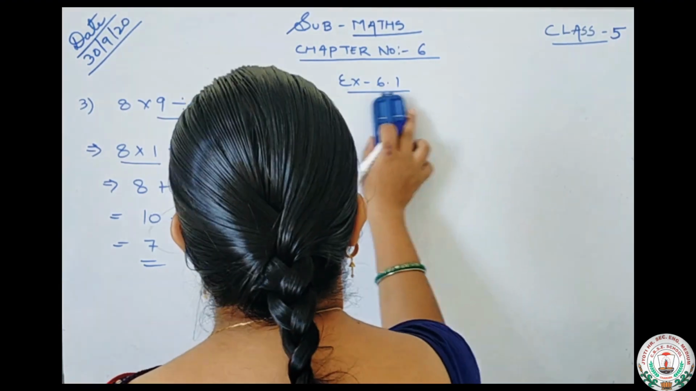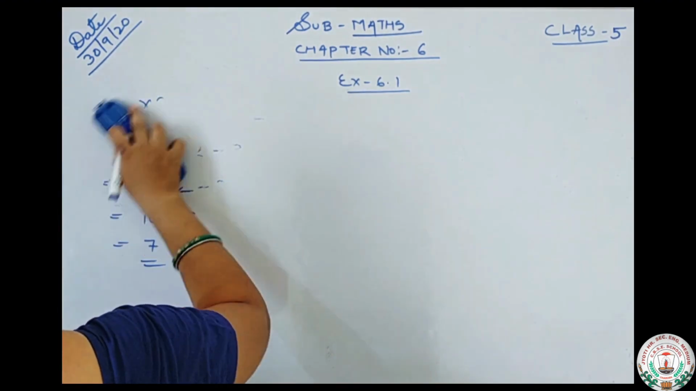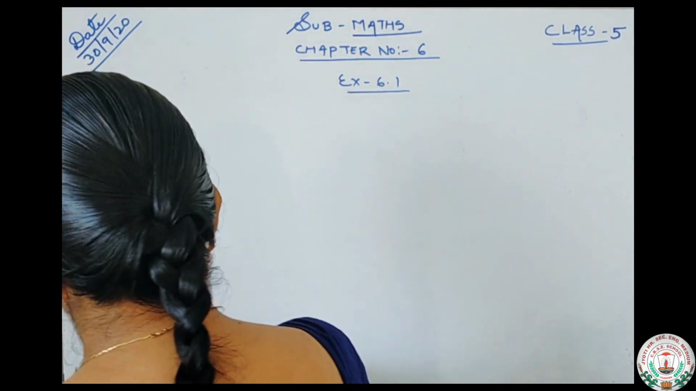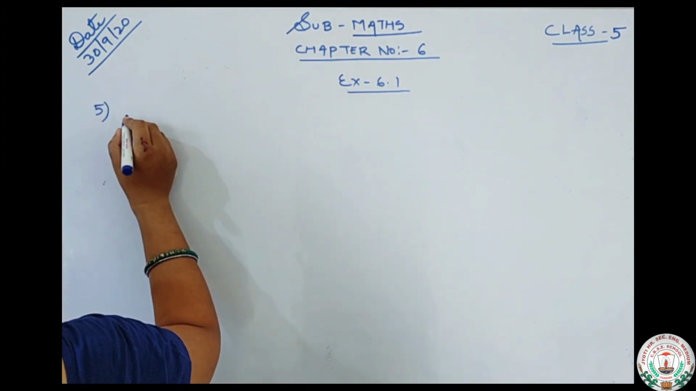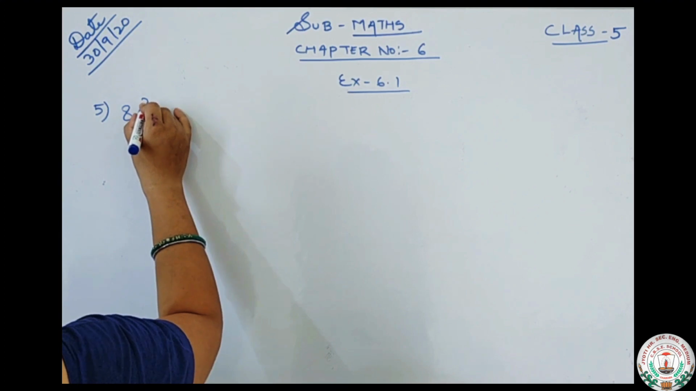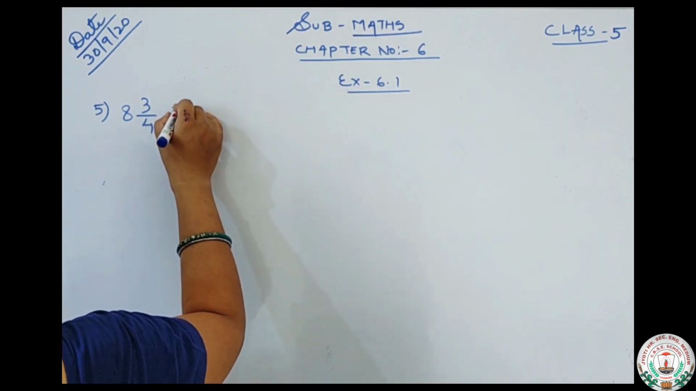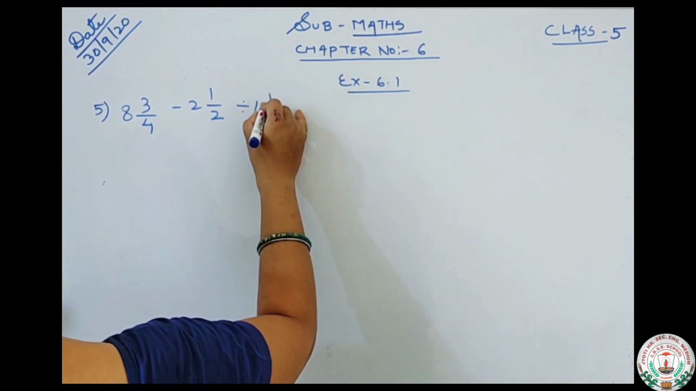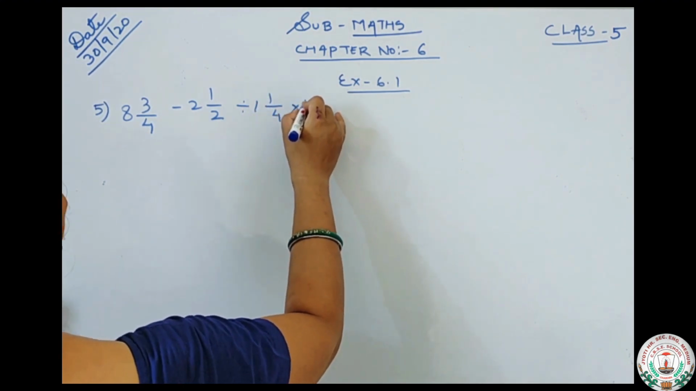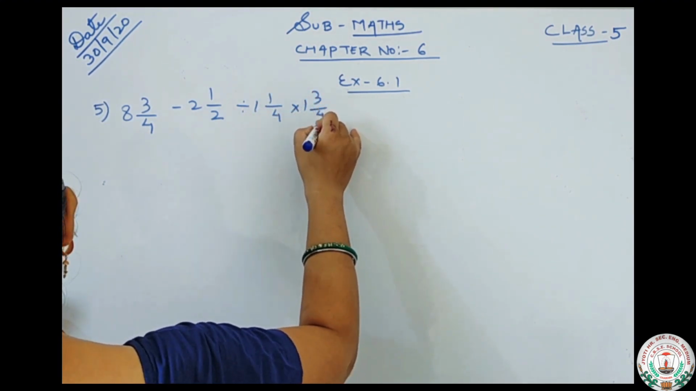Now next question is in the fraction form, mixed fraction form. So how you will solve this? Next question is fraction form. Okay. So first you will convert this fraction into normal fraction. 8 3 by 4 minus 2 1 by 2 divided with 1 1 by 4 into 1 3 by 4.